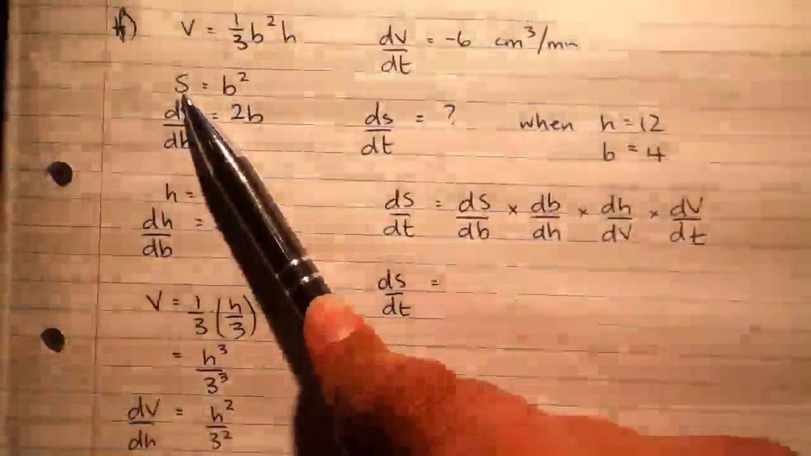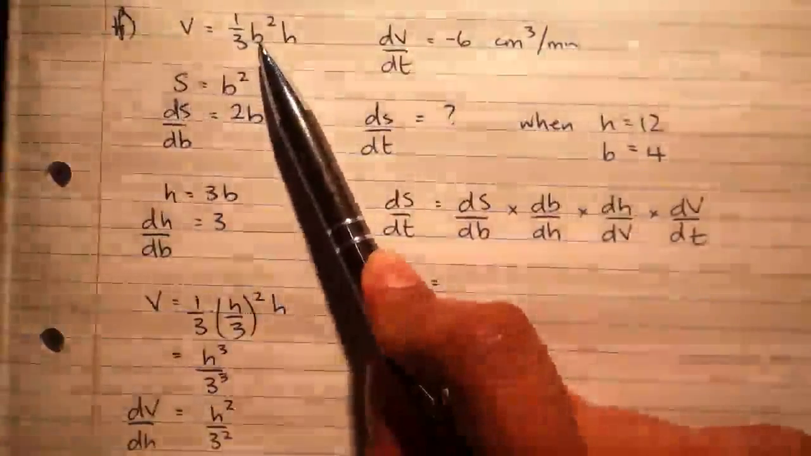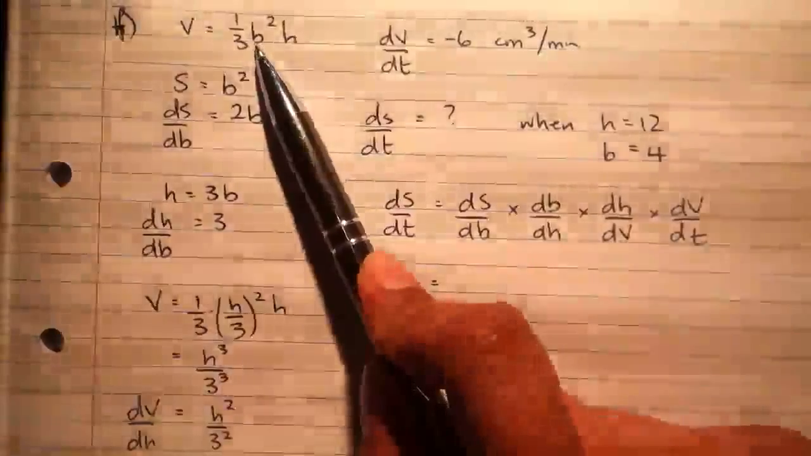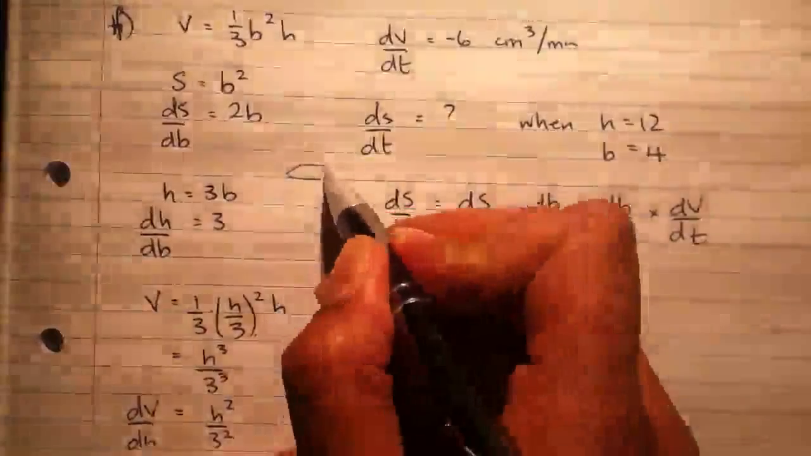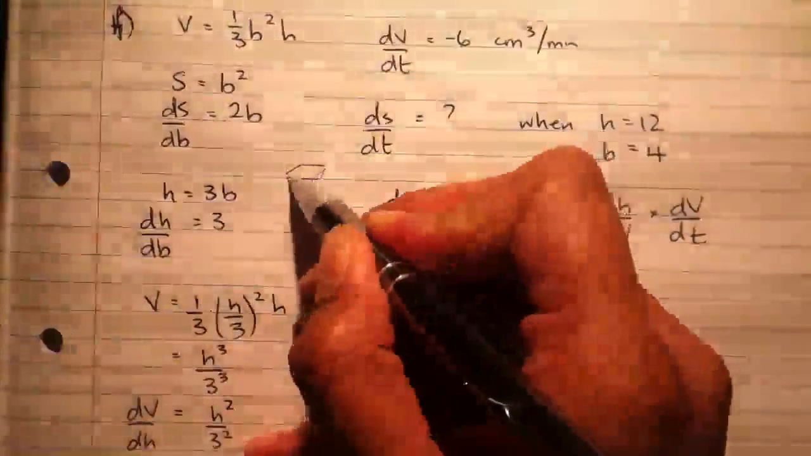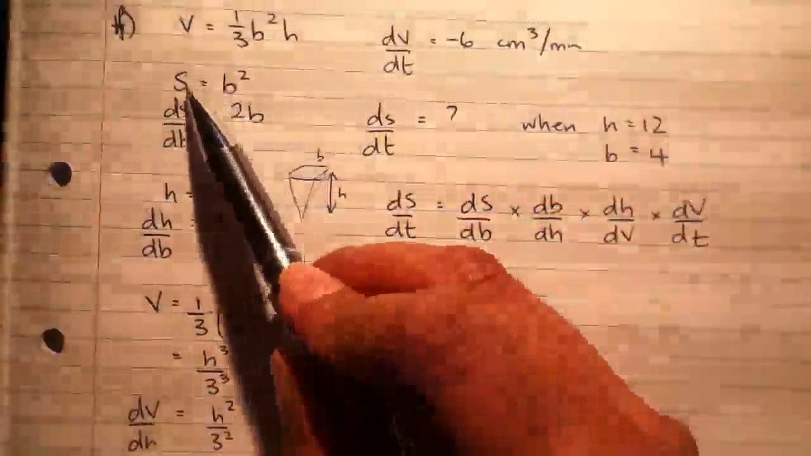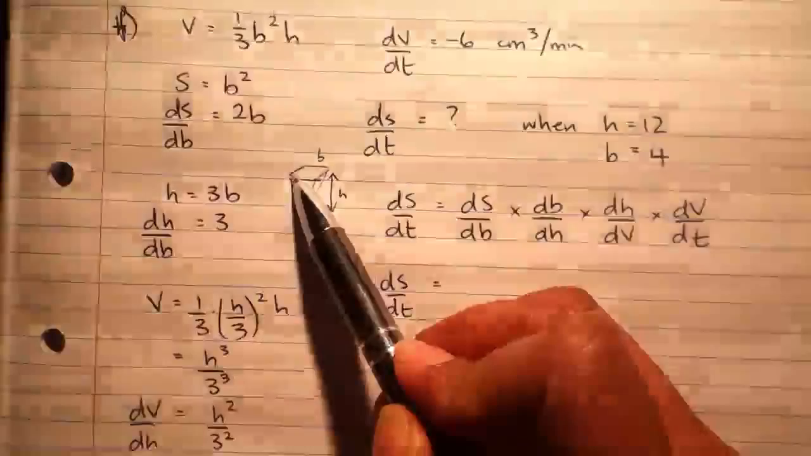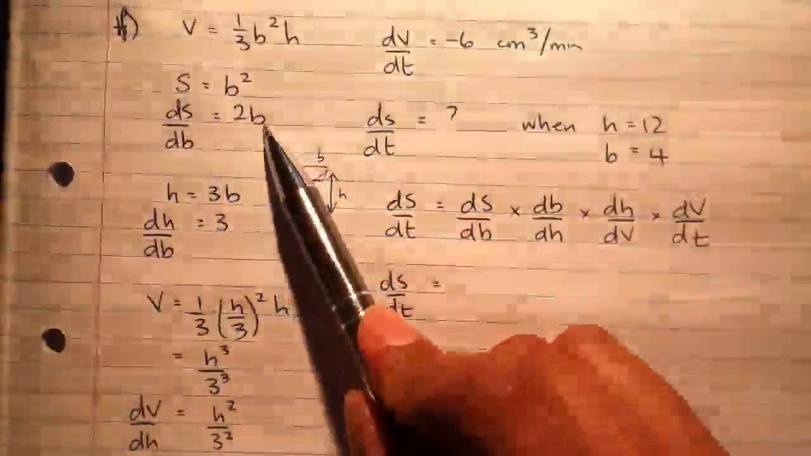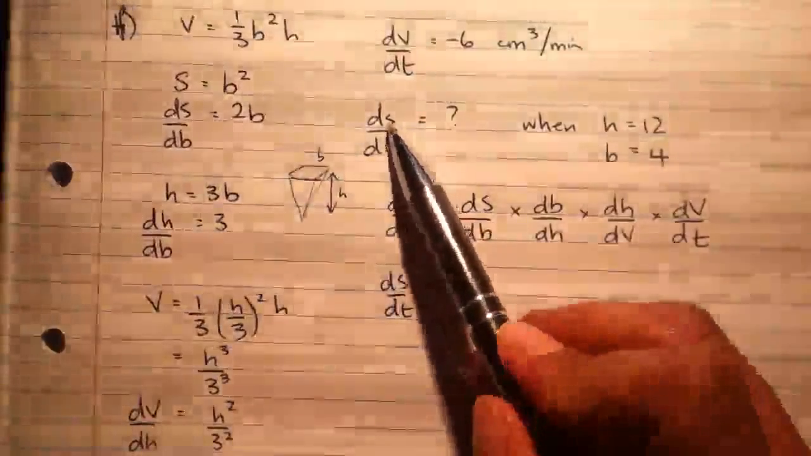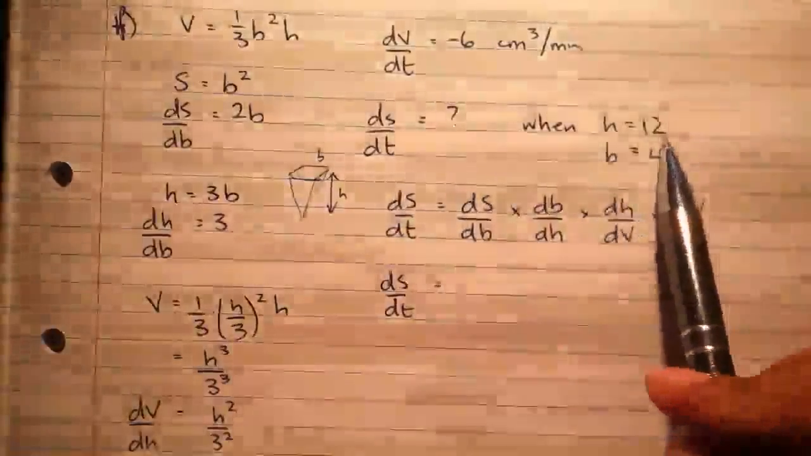We've got that the surface area is going to be whatever that base is. This is the base for the square pyramid. If I think about it like that's the base, and we've got a square pyramid coming down. I'm calling this B and this H. The surface area of the square at the top is just going to be B squared. I can differentiate that to get dS/dB, which is 2B. What the question asks us is, what is the rate that the surface area is changing with respect to time when H is 12?